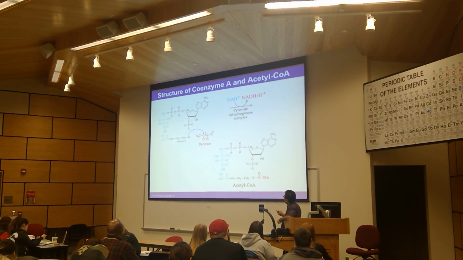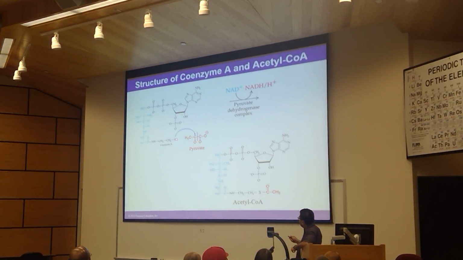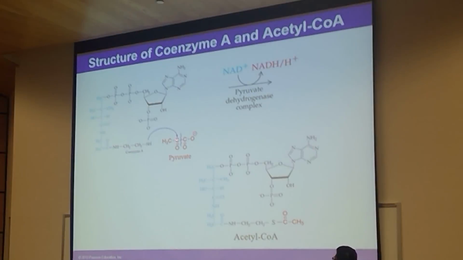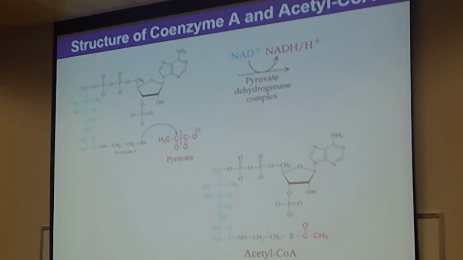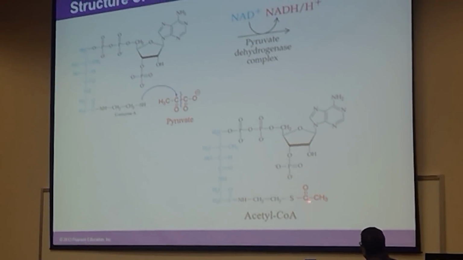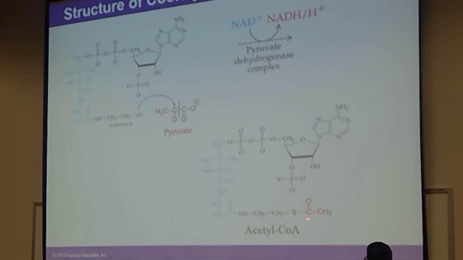That thiol actually reacts with that pyruvate. As I mentioned, that sulfur is going to make a bond with that carbonyl carbon, and this carboxylic acid group will leave the molecule as carbon dioxide. And as a result, we are going to make this type of bond.